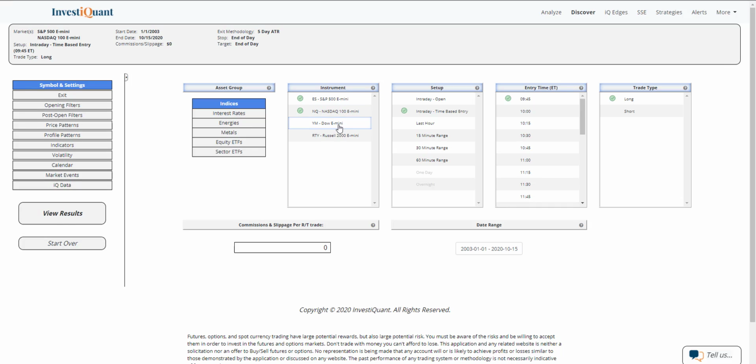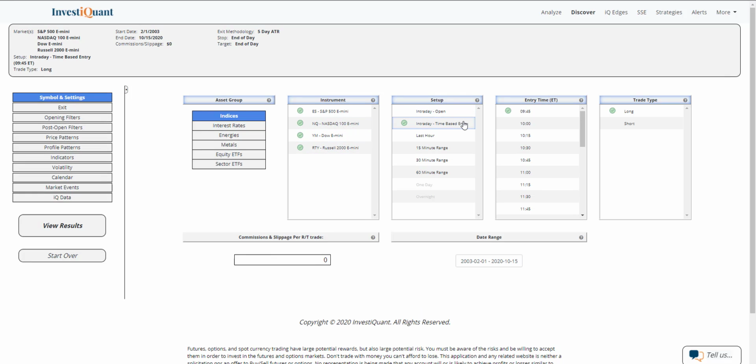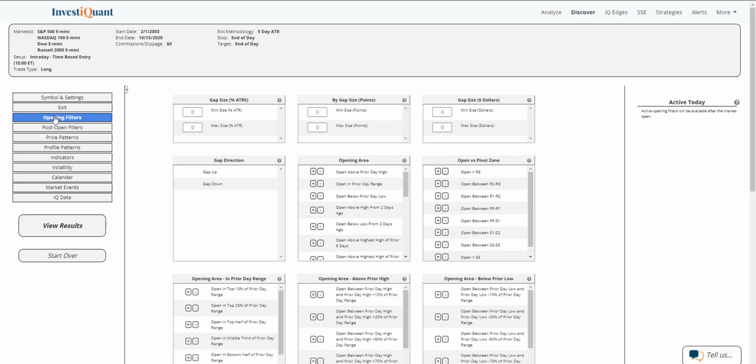We're going to look at all four instruments. Setup is going to be an intraday time-based entry, and we'll use an entry at 3 p.m. Eastern Time, exiting at the close. For opening filters, like I said, we gap down below the prior day low. I'm going to use that here from our opening area section.